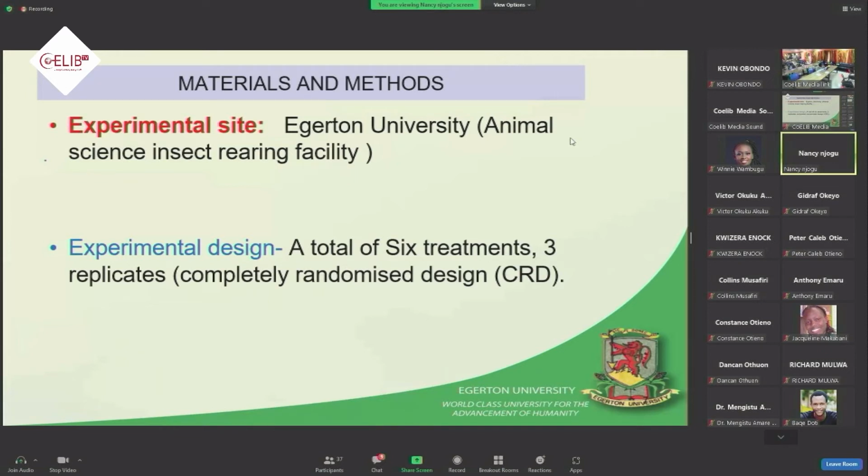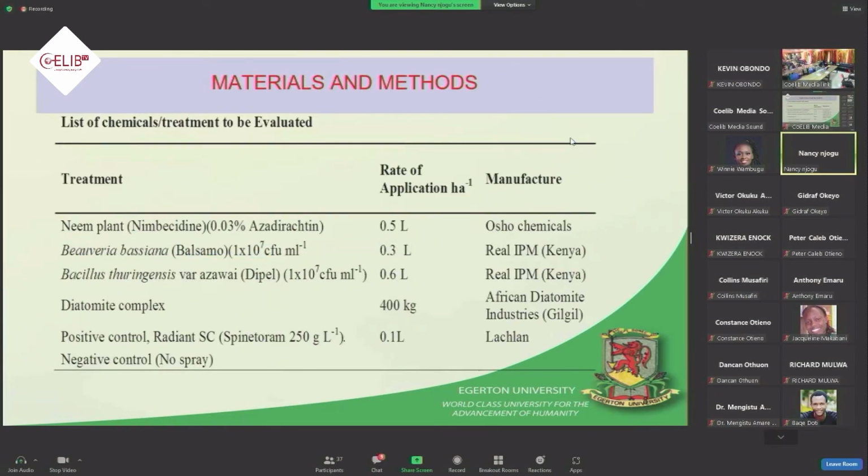It was done at Egerton University, in the animal science insect rearing facility. The experimental design had a total of 6 treatments with 3 replicates, completely randomized. These are the chemicals which I evaluated for efficacy. The first one is neem plant, which is Bestidine. This is a commercial product.